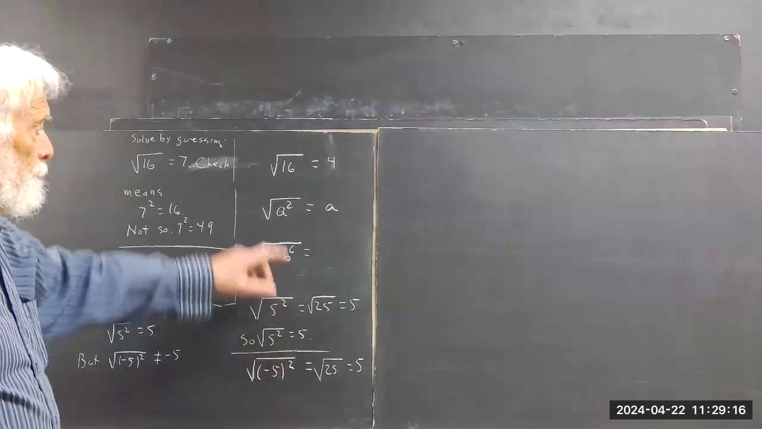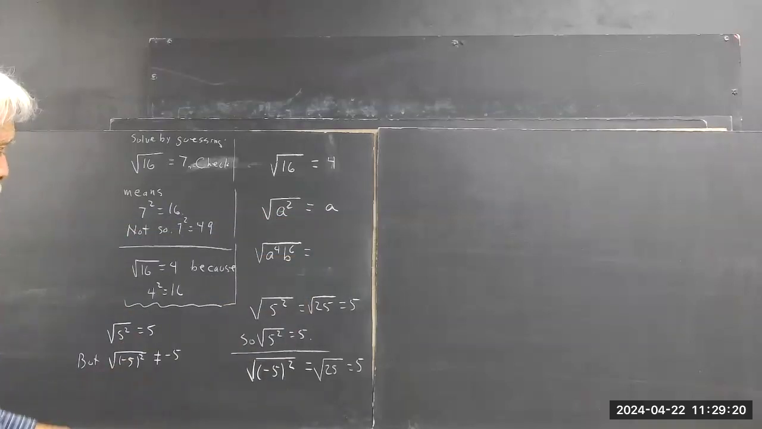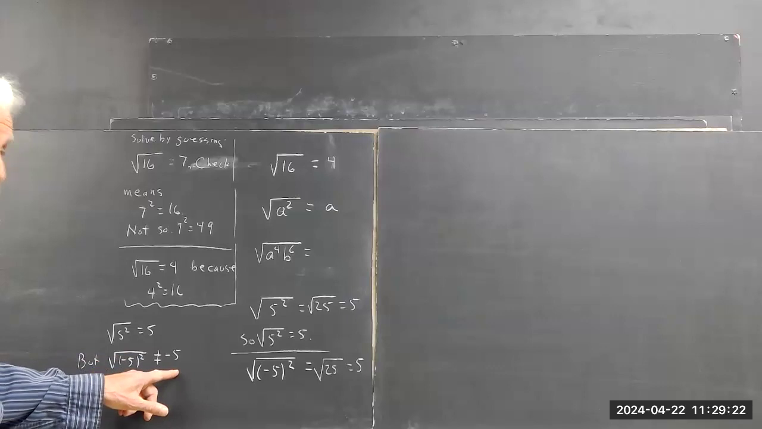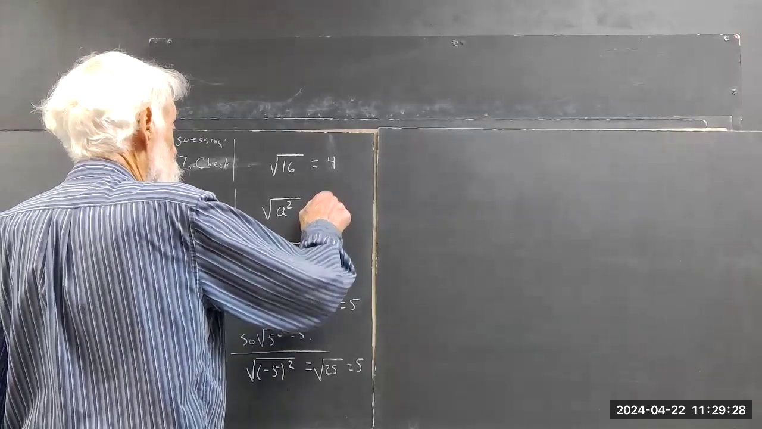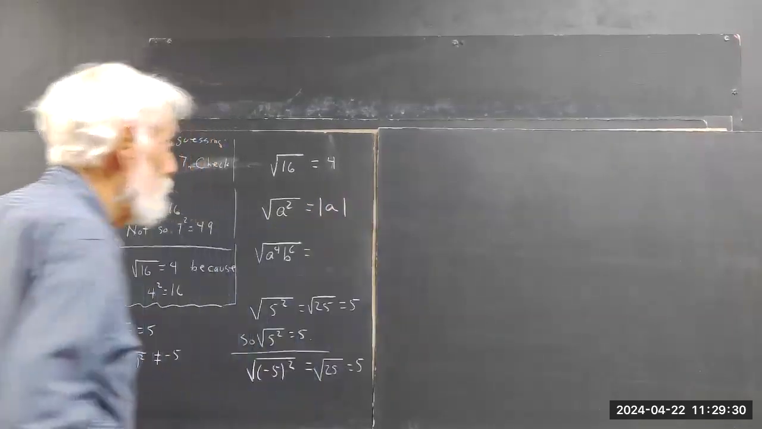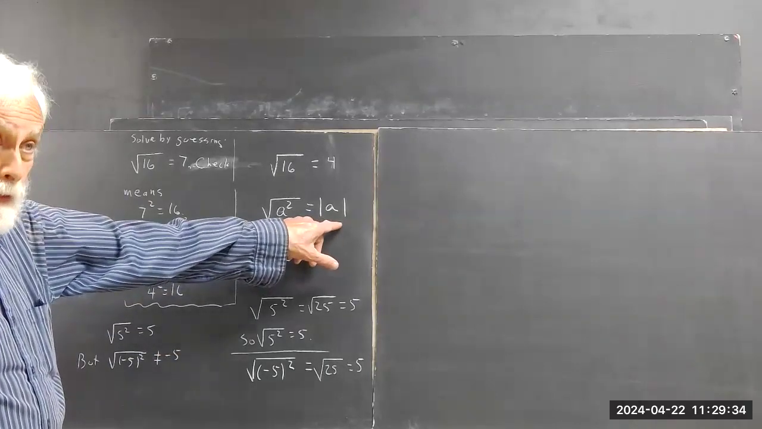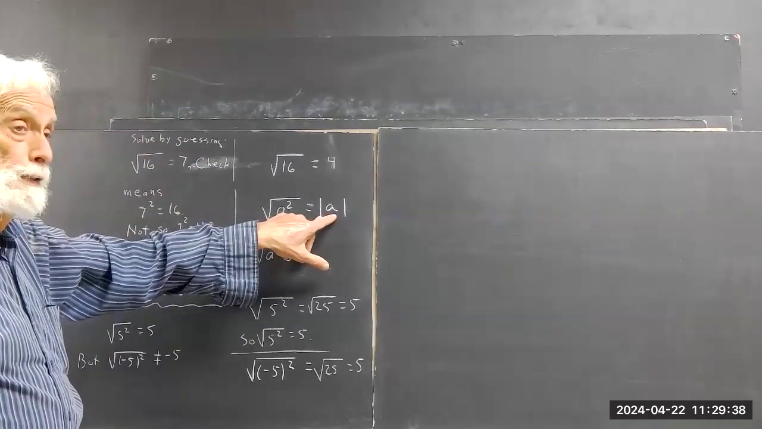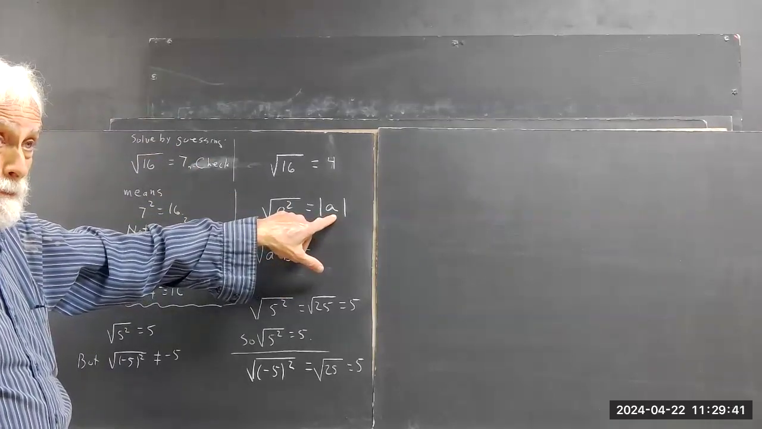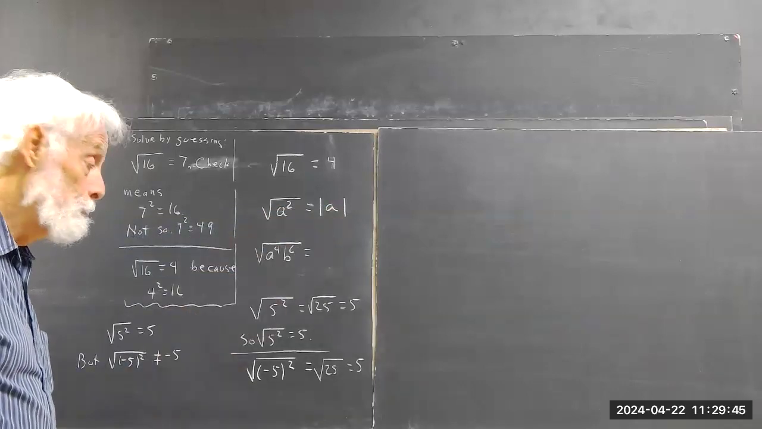The square root of a squared isn't necessarily a because, for example, the square root of -5 squared is not -5, right? It's 5. Well, we can fix that by putting absolute value signs around the a. So now the square root of a squared is the absolute value of a, and that takes care of it. If a is negative, you're still going to get a positive square root. And the square root always has to be positive. Okay?